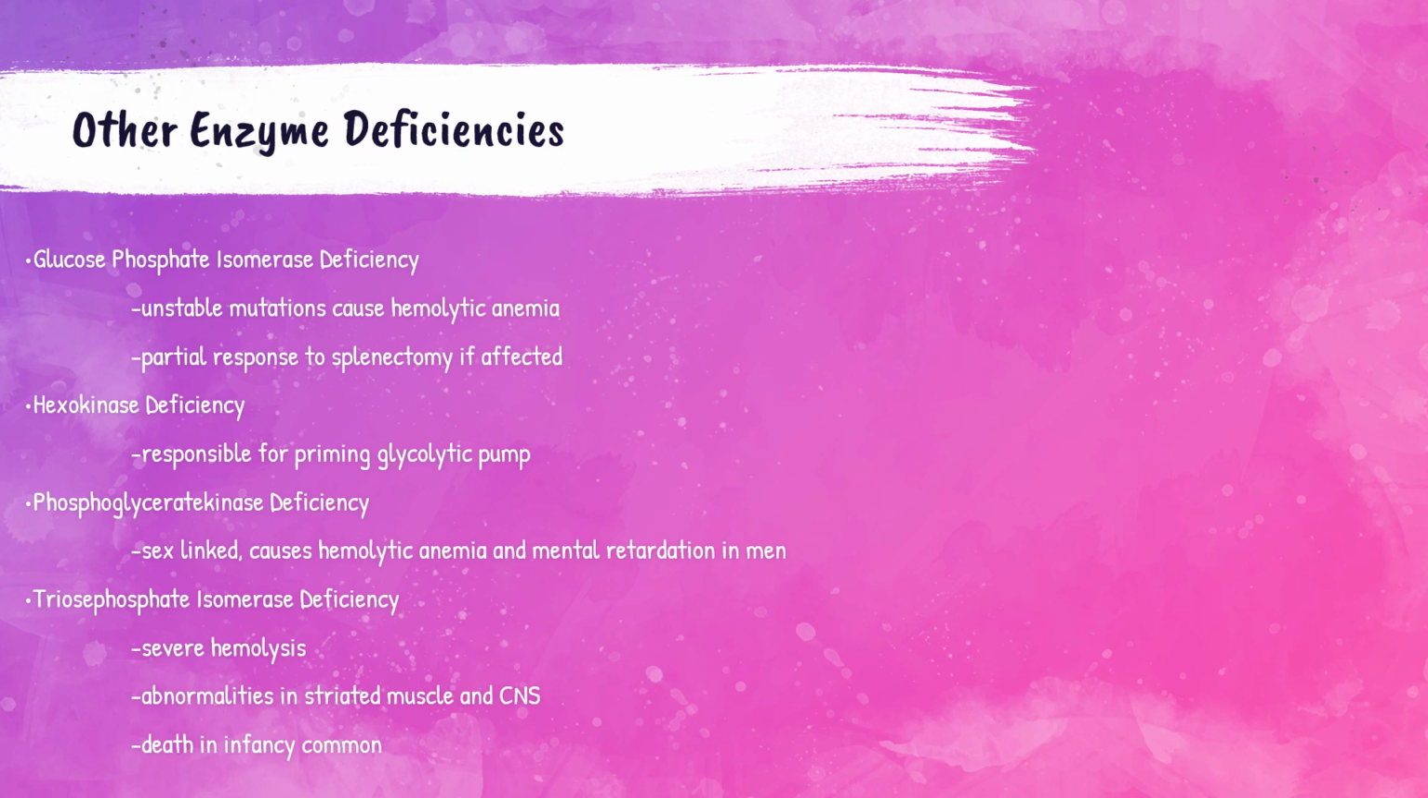There are some other enzyme deficiencies that can cause hemolytic anemia. A deficiency of glucose phosphate isomerase can cause it due to unstable mutations. A deficiency of the enzyme hexokinase can lead to hemolytic anemia, as well as deficiencies of phosphoglycerate kinase and triose phosphate isomerase. All of those, in addition to G6PD and PK deficiency, can cause or lead a patient to develop hemolytic anemia. Okay, that's it for this lecture.